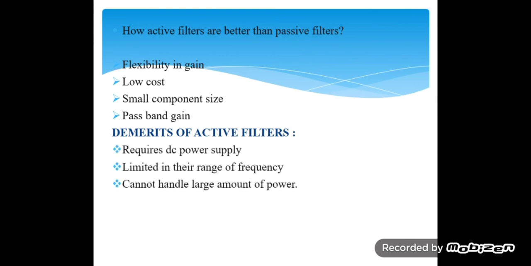Some demerits of active filters are that they require a DC power supply. In the case of an op-amp, we know that it requires a dual DC power supply. They are also limited in range and cannot handle a large amount of power. They can only withstand up to a moderate amount of power.